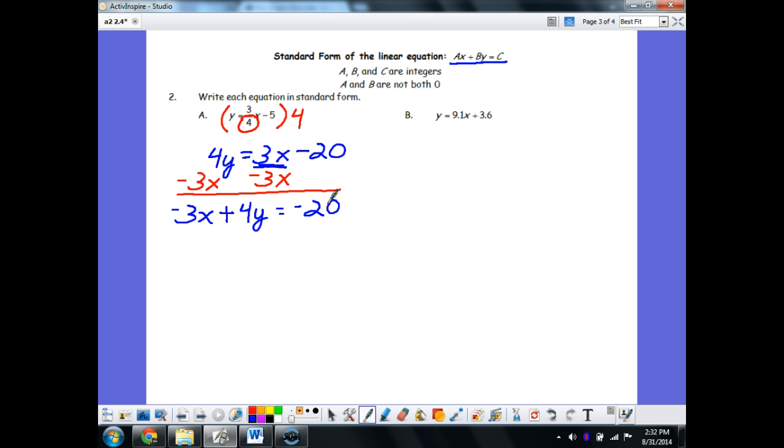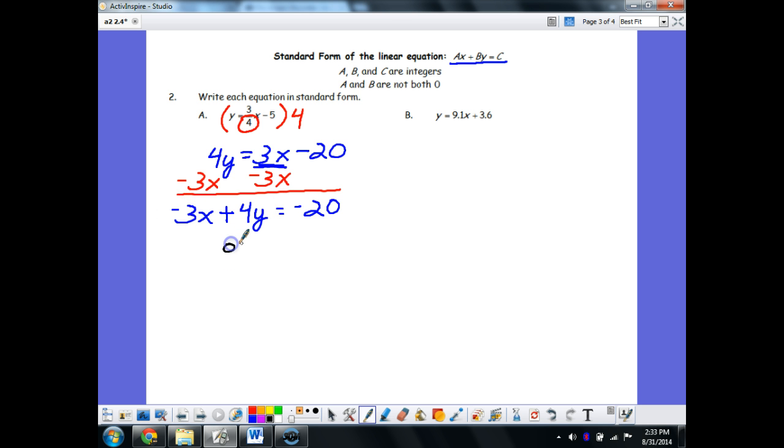Now, there are some teachers, and you may run into this in college or maybe even here at South, where they believe that the a value, the coefficient on the x, in order for it to be standard form, must be positive. Personally, I don't care. If you leave that answer, -3x plus 4y is equal to -20, if you leave it like that, you will be fine. But for some teachers, they want that x value to be positive.